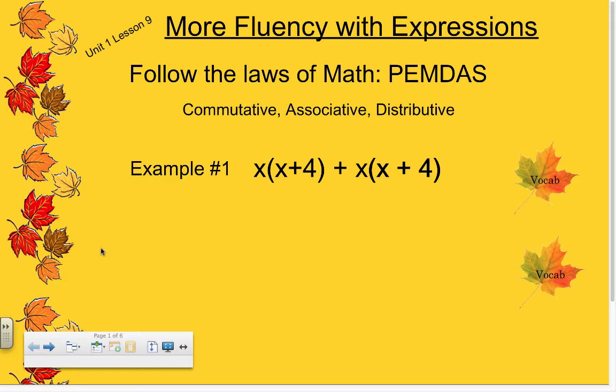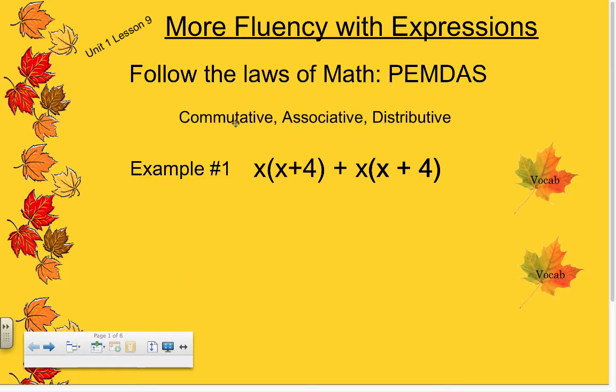So Unit 1, Lesson 9, we're still practicing our fluency with expressions. We're still following the laws of math, PEMDAS, and practicing our commutative, associative, and distributive properties. But we're going to show you some shortcuts. And hopefully, you're going to learn to like these shortcuts. Who doesn't like a shortcut?